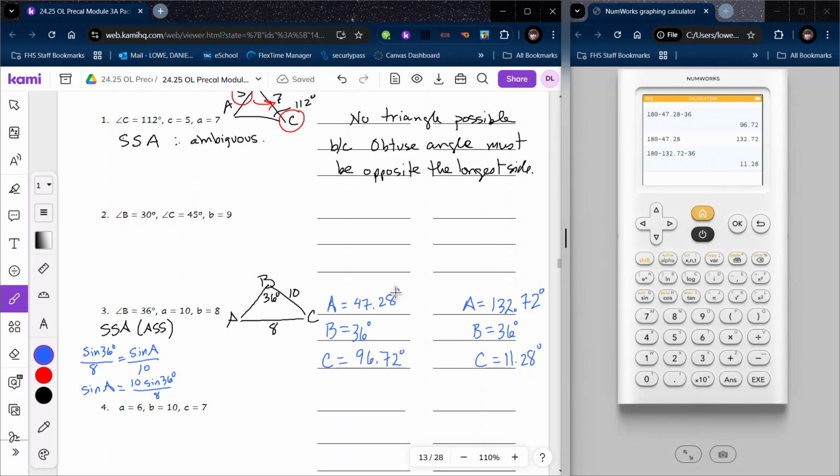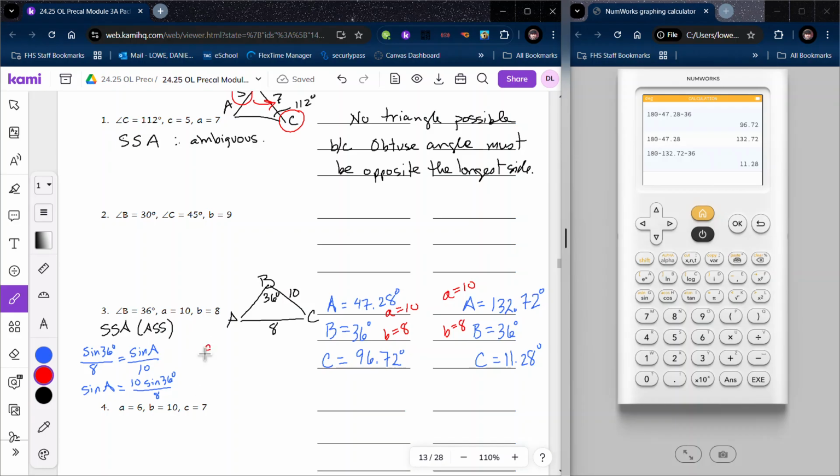So obviously we know that we have one side length here regardless: side length A equals 10 in both of these situations. We have side length B equals 8 in both situations. But our side length of C is going to depend on the angle that we have with C.